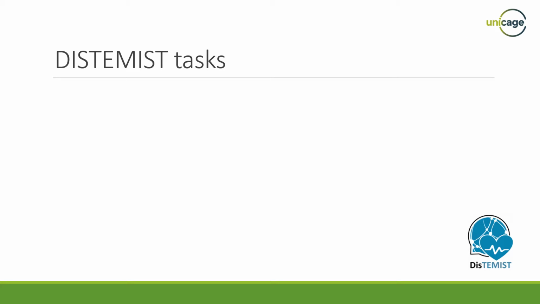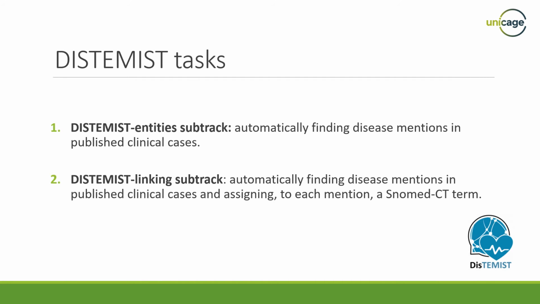The DISTEMIST challenge was composed of two distinct tasks: the entities subtrack, that consisted in automatically finding disease mentions in published clinical cases, and the linking subtrack, that consisted in assigning to each mention a respective SNOMED CT term.